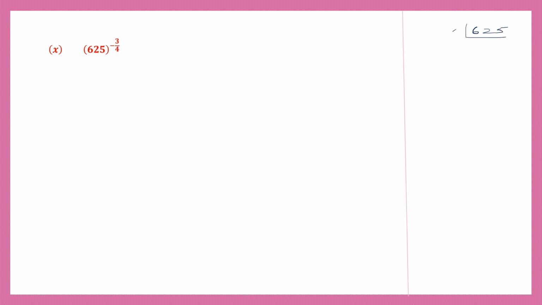Divide this by 5. 5 ones are 5, there's 1 left, that's 125. 5 twos are 10, there is 2 left, 25. 5 fives are 25. Then we have 5 fives are 25, and then we can write 5 ones are 5. So for 625, we can write it as 5 raised to the power of 4. So here, instead of 625, we can write 5 raised to the power of 4.